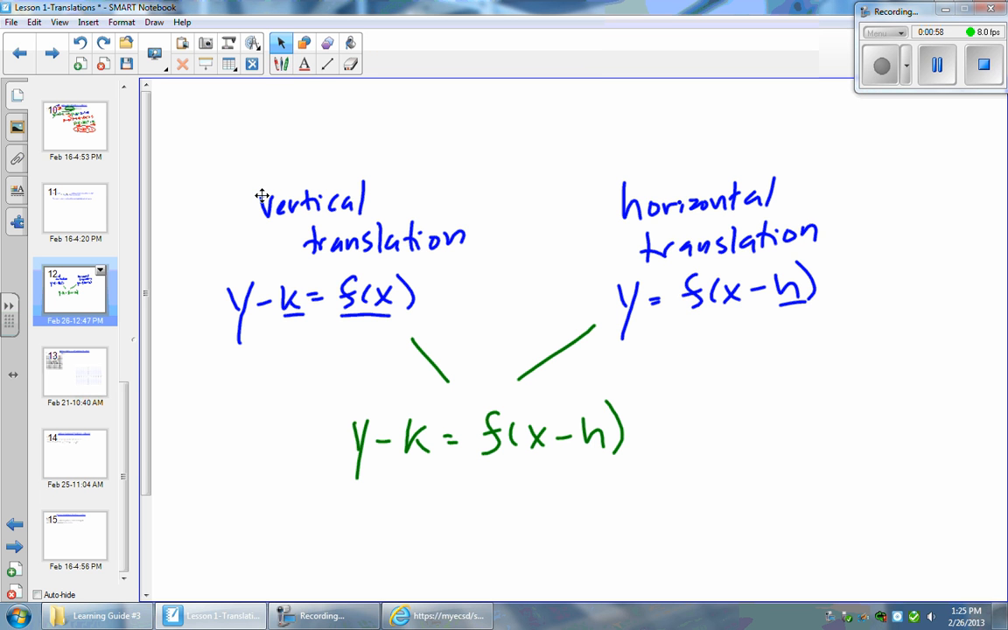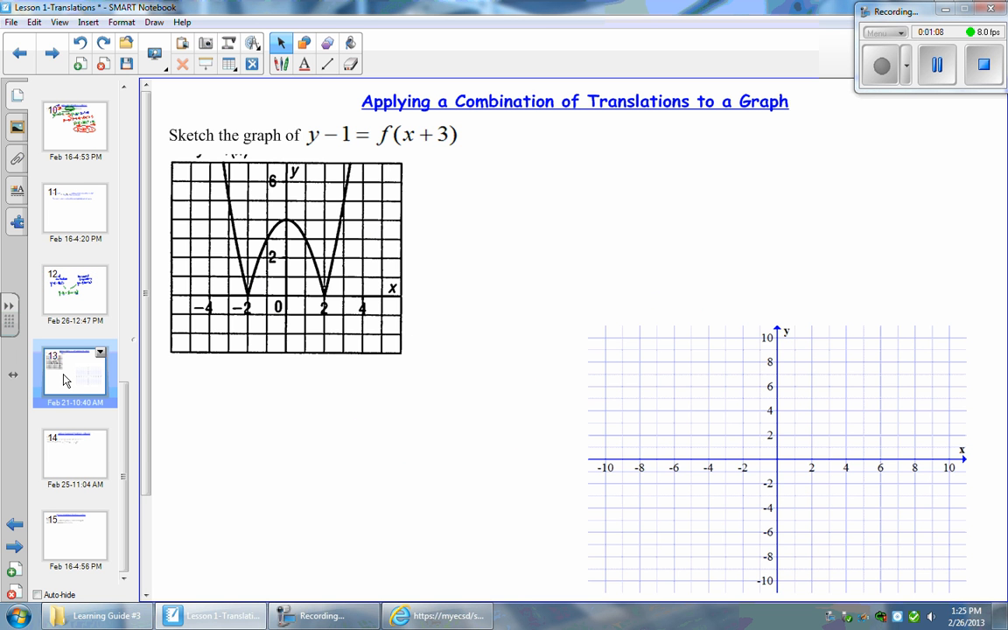So when you are given a function and you have an h and a k value working together, that means you have a combination of both a vertical and horizontal translation. So the first thing we're going to do is apply it to a given graph. So we're given a graph on the left-hand side here, and what we want to do is sketch the graph y minus 1 is equal to f of x plus 3.